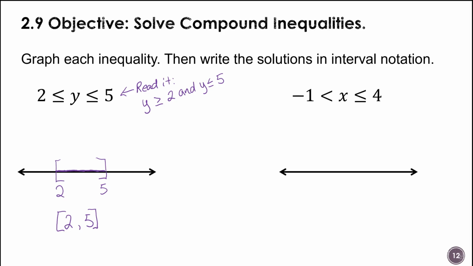So on the next one, this one says x is greater than -1 and less than or equal to 4. And then it's everything in between. Make sure you put the line there. Even though the parentheses and the brackets indicate there should be a line, be sure that you actually put the line. And then it's -1 to 4. Parenthesis on -1, bracket on 4.